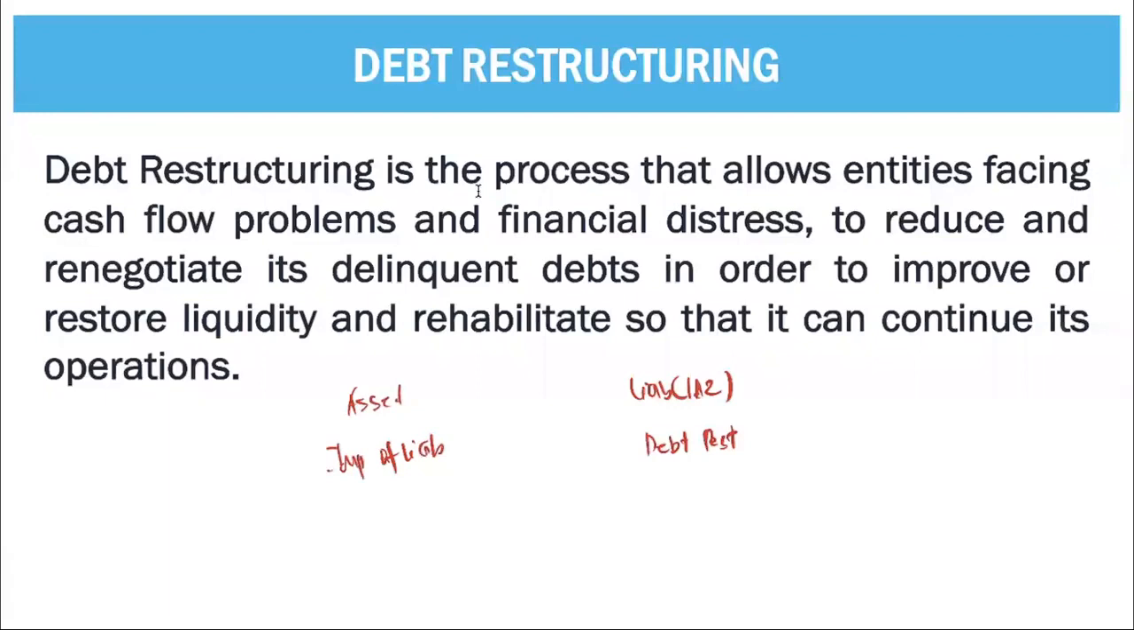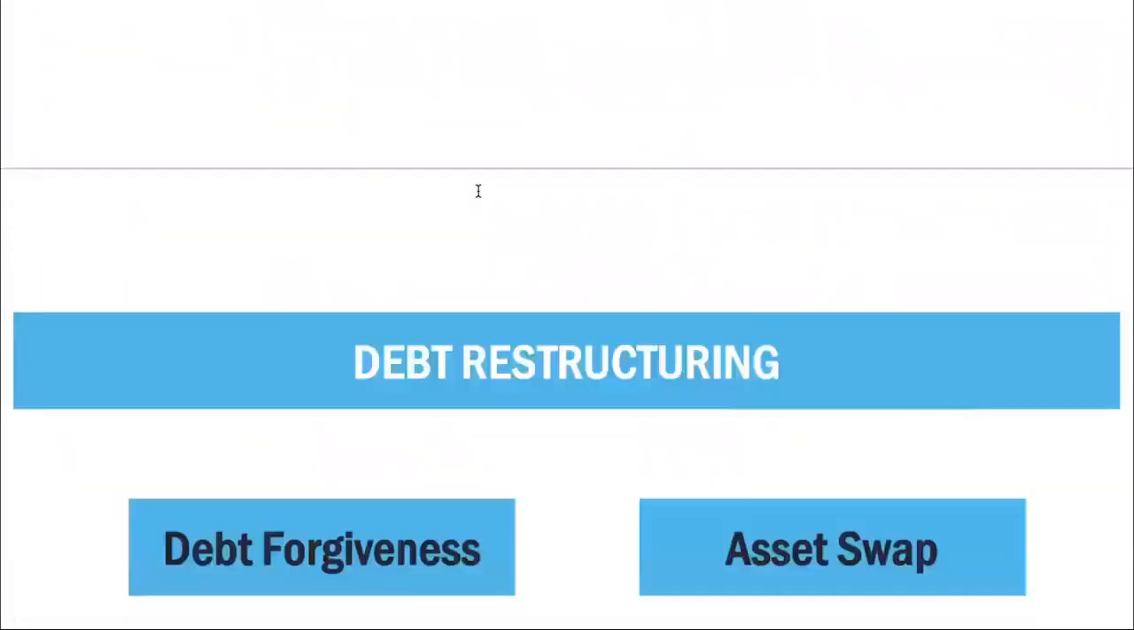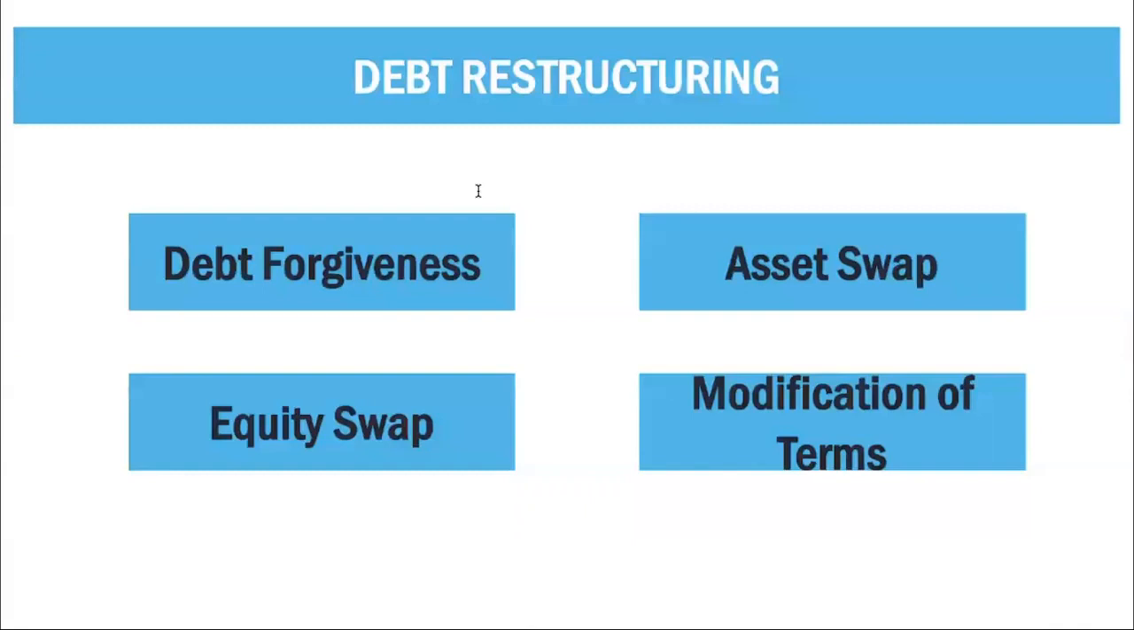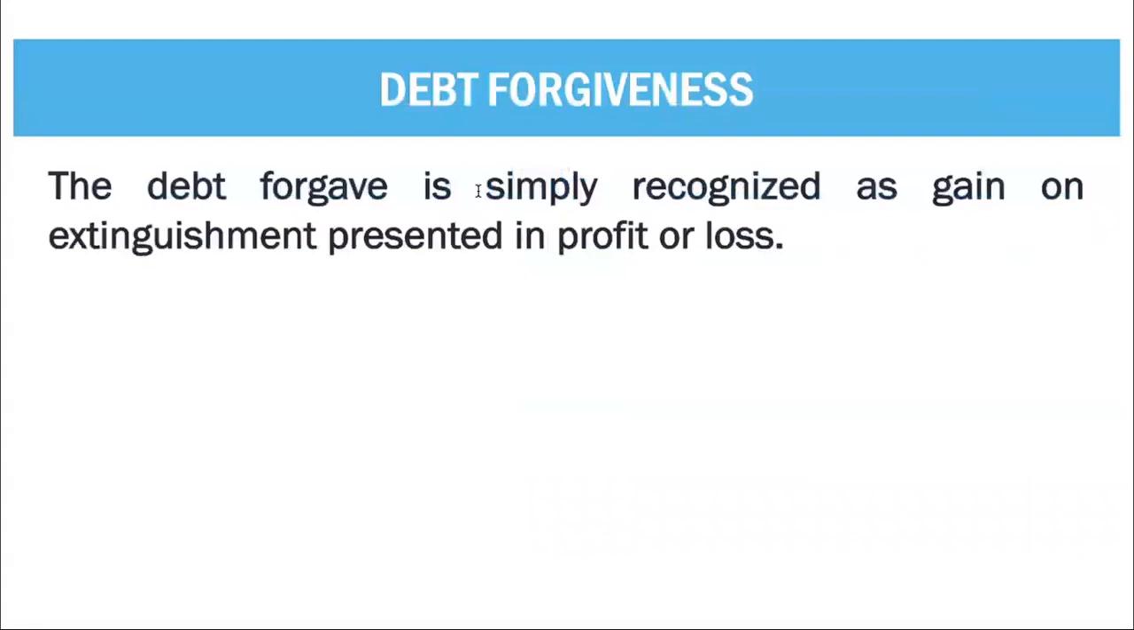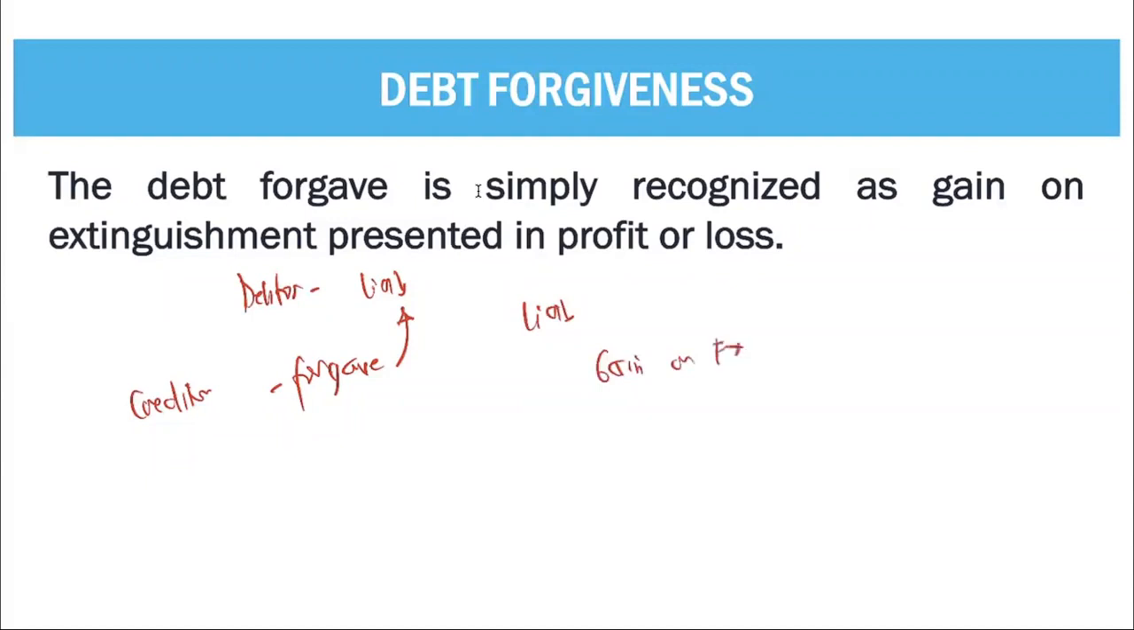So in your debt restructuring, there are four categories to affect your debt restructuring. So what are those four categories? We have your debt forgiveness, we have your asset swap, equity swap, and modification of terms. Let's start first with your debt forgiveness. In a debt forgiveness, the debt forgiven is simply recognized as gain on extinguishment presented in profit or loss. So what happened here? Take note, we are the debtor here. So we have a liability. So the creditor forgave your liability.